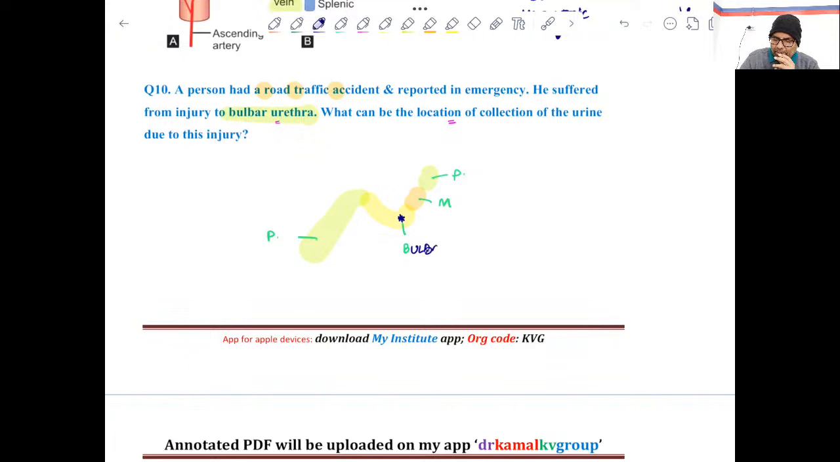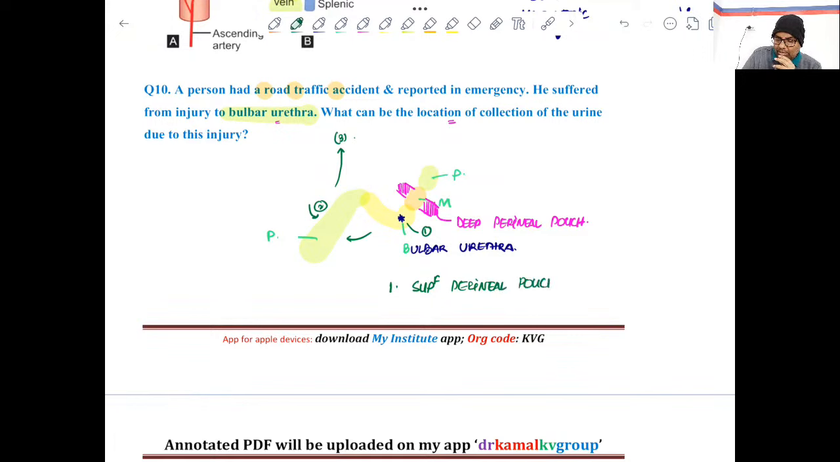So this is the bulbar urethra actually. Clear? And here is the membranous urethra, this is the deep perineal pouch. Clear? So this is the deep perineal pouch. Okay. Now, if there is rupture of the bulbar urethra, the urine will come into the superficial perineal pouch. The urine can collect around the penile shaft, or the urine can extend up into the anterior abdominal wall. Right. So, the superficial perineal pouch is one area where the urine can accumulate.